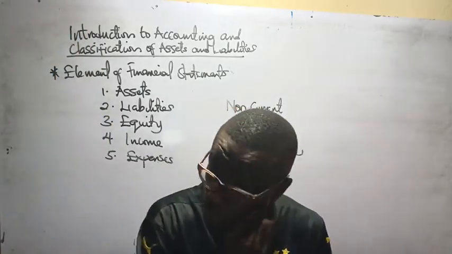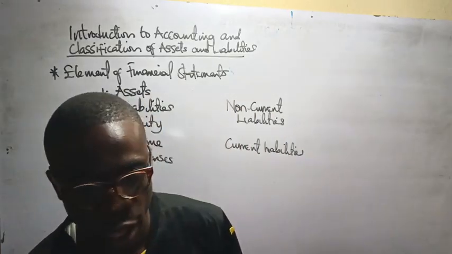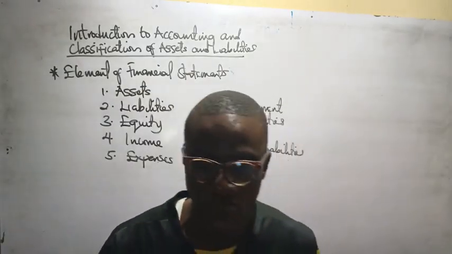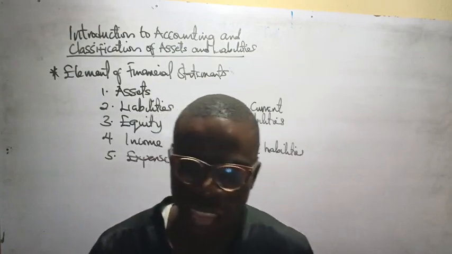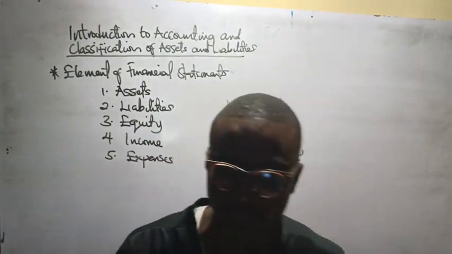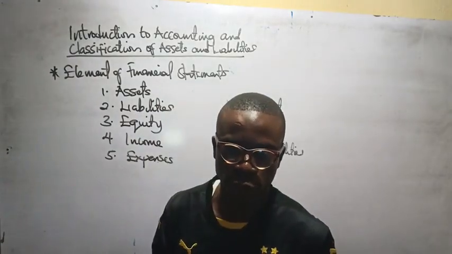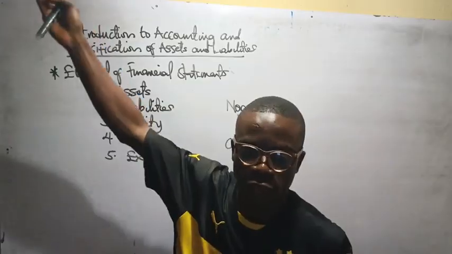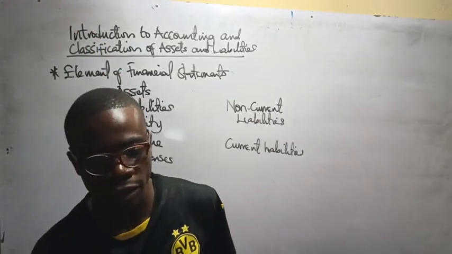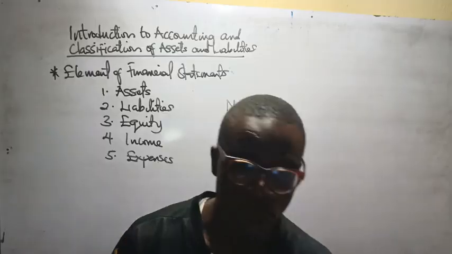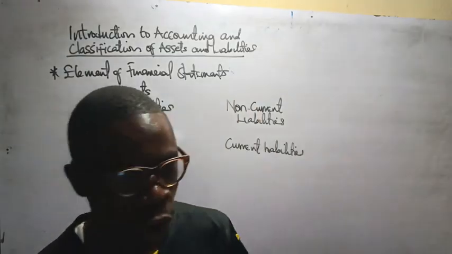They are under non-current liability. We have bond payables. You know, bond means a debt security that a company issues in order to get funds from outsiders. That is after a year. So bond repayment or bond payable is also under non-current liability.